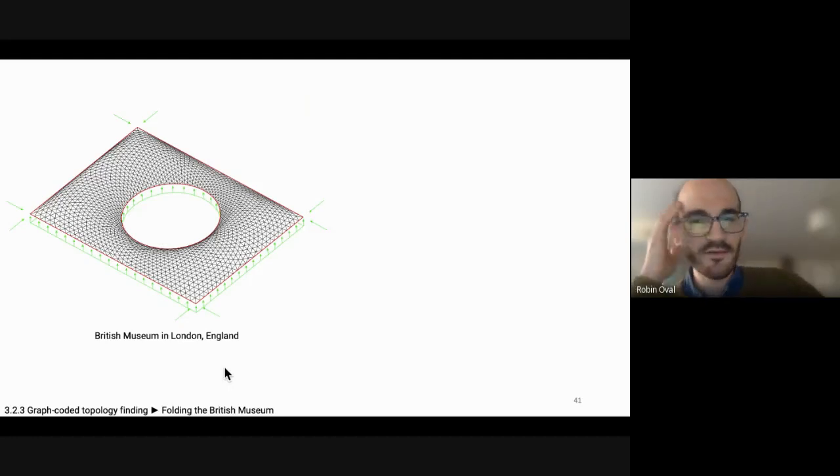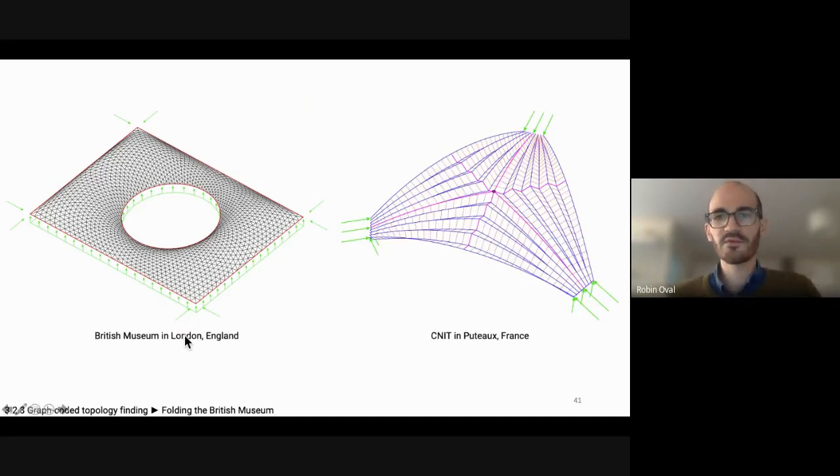So if we have a look at the British Museum, with the support conditions, with thrust at the corners only, and the previous results that we got, it seemed that it would make sense to have a corrugation pattern, stiffening the shell to carry the load towards the corners. That corresponds to the Knit, a structure that I used at the beginning, the largest span concrete shell, which has similar constraints on the support conditions.